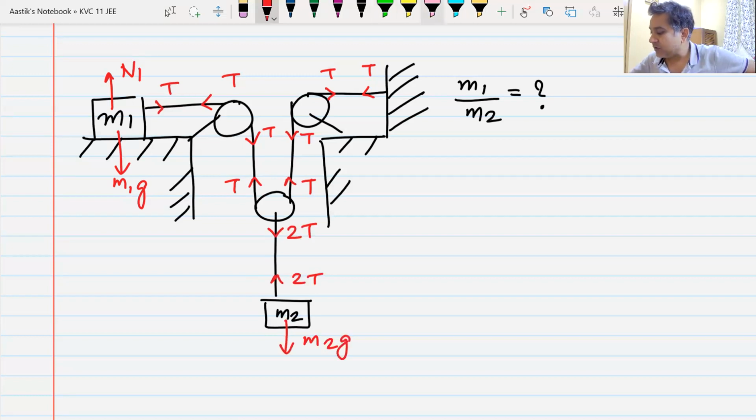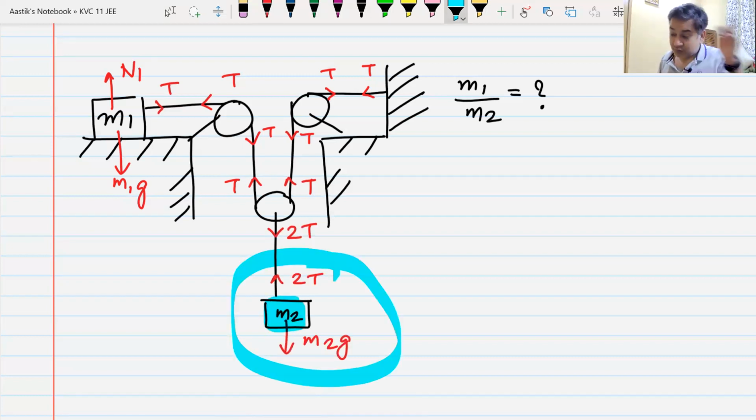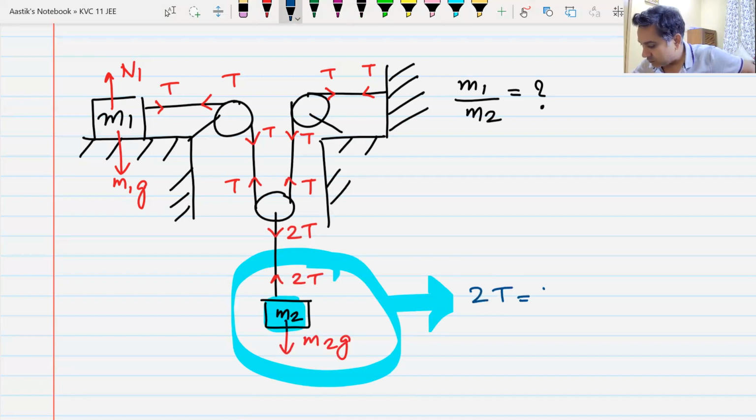Let me have a look at the blue block. This blue block is in equilibrium. So what is the equation for this blue block? Only along the y-axis the equation can be written. What is the equation? 2T will be equal to M2g. Do we understand this?